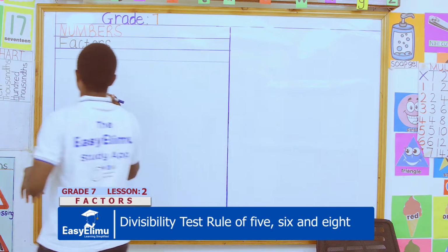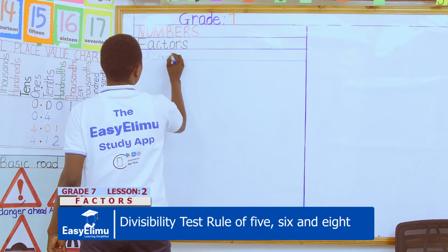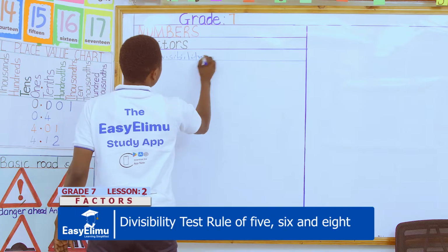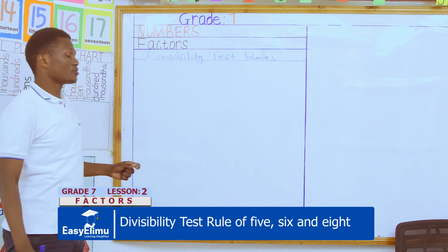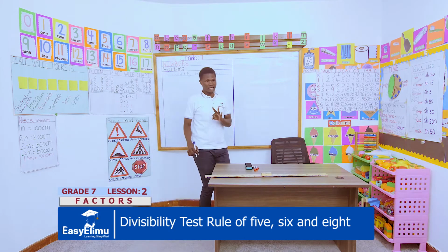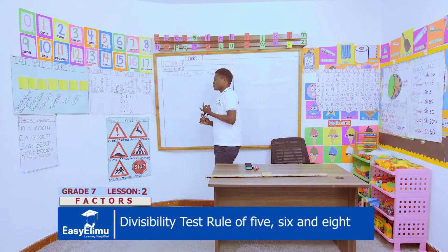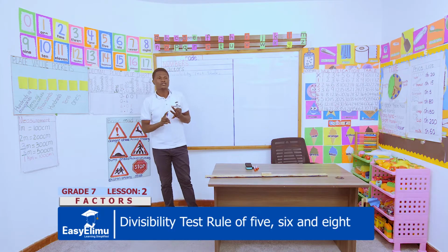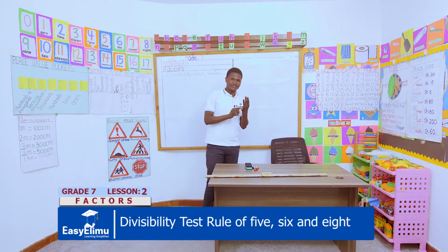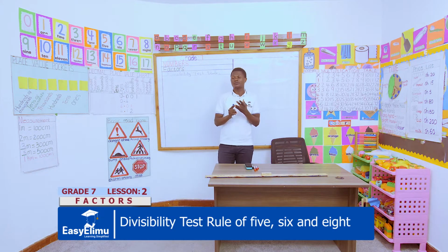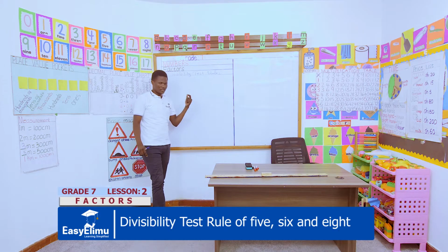So this morning, we are continuing with our topic of divisibility. Divisibility test rules. In our previous session, we had discussed the divisibility of the first three numbers, that is 2, 3, and 4. We stated the divisibility test rule of 2, and we said that a number is divisible by 2 if and only if the digit in the ones place value is 0, 2, 4, 6, and 8. So that was the divisibility test rule of 2.